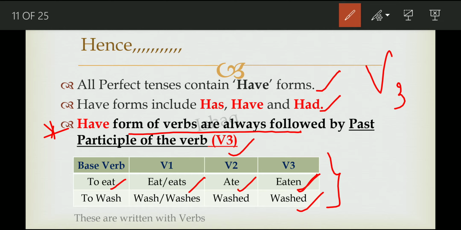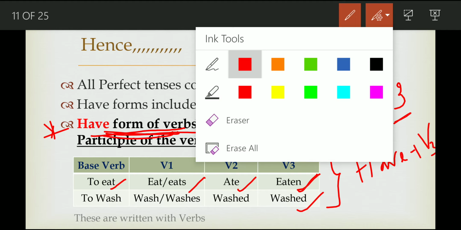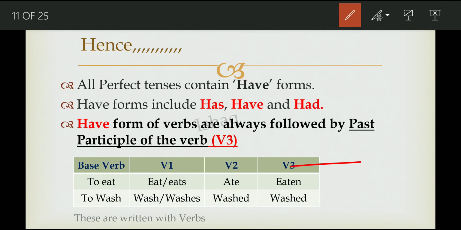So always, this is a very important point, whenever you use a have form of verb, it is always followed by the past participle form of the verb. So have is always followed by v3. Remember this. So let's go to the next slide.